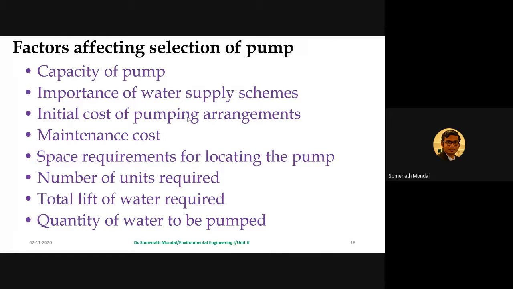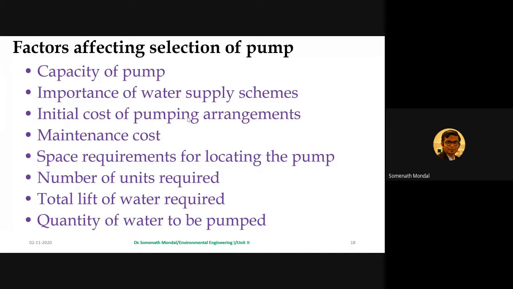Next is number of units required. So how many pumps are you going to install? If you install three or four small pumps, or a bigger, more powerful pump, how much would be the difference in the maintenance, operation, and overall cost? Those things would be considered. Total lift of water which is required to run the water supply scheme is also important.